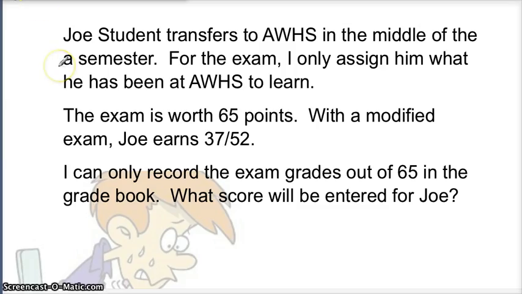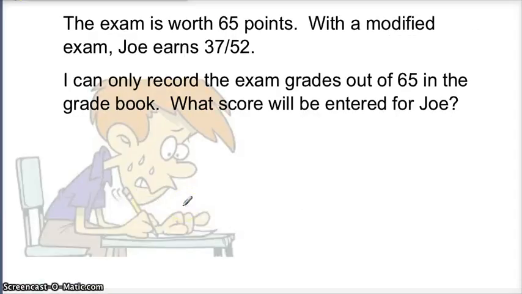All right, last question. It says Joe student transfers to AWHS in the middle of a semester. For the exam, I only assign him what he has been at AWHS to learn. The exam is worth 64 points, and with a modified exam, he earns a 37 out of 52. However, in the gradebook, the exam is entered out of 65. What score needs to be entered for Joe?